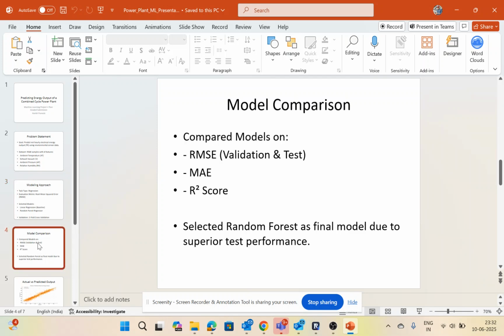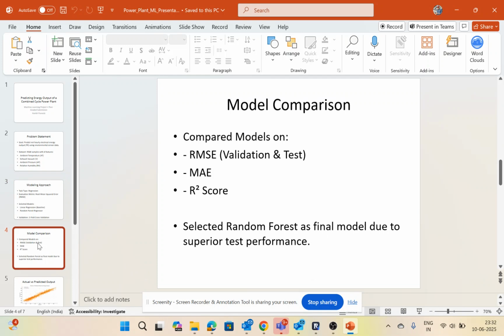Model comparison. I trained both models on the training data and evaluated them using RMSE, mean absolute error, MAE, and R squared on the validation folds, and then later on the test set. The linear regression model performed decently, but the random forest regressor consistently outperformed the linear regression. The random forest regressor produced lower RMSE, indicating that the predictions were closer to the actual values. It also has a higher R squared score, which means it explains more of the variance in the data.